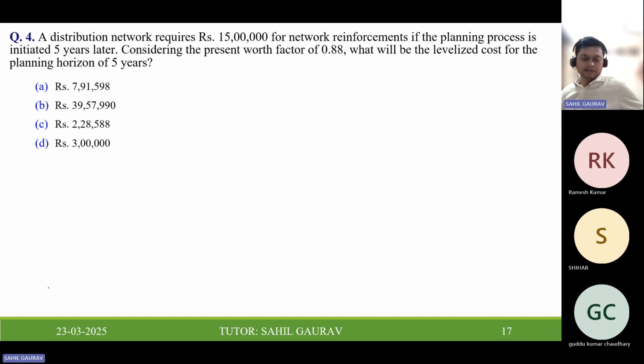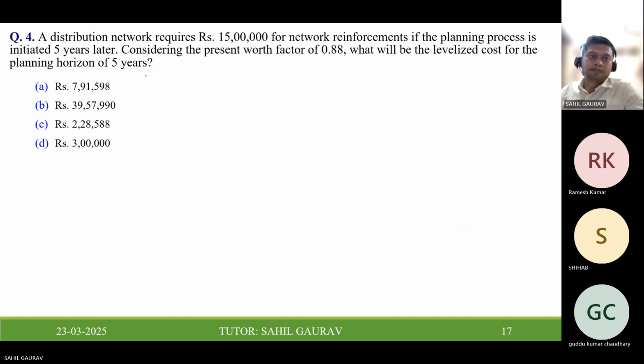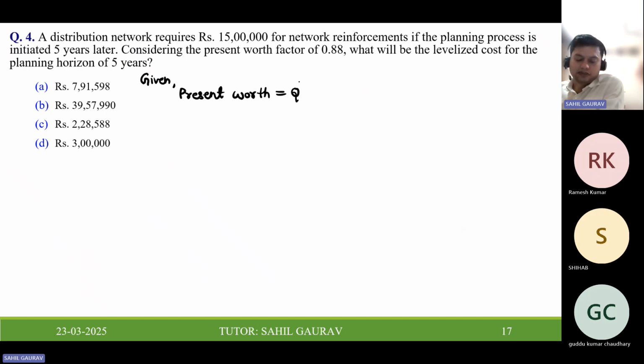So let me start to solve it. What are the things they have given? The distribution network requires 15 lakh for network reinforcement. So the present worth of money is given. For the levelized cost expression, we write present worth as Q. So it is equal to rupees 15 lakh, with the planning process initiated 5 years later.